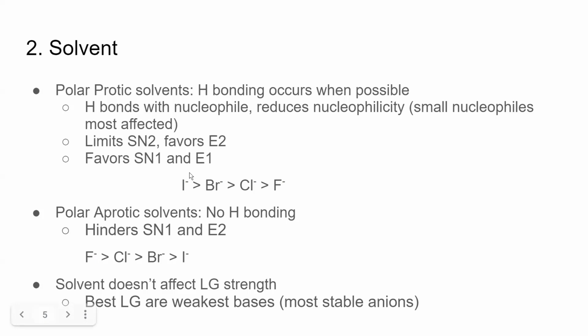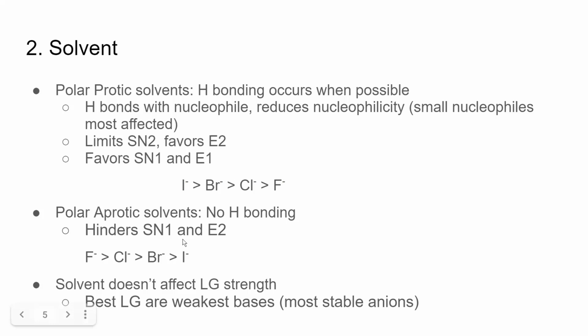I just want to stress that iodine is not suddenly magically a much stronger nucleophile. It's still the same strength as before. It's just that relatively speaking, compared to the others, it's now stronger. And this is why SN2 reactions are limited in polar protic solvents, because all your nucleophiles are going to be much weaker. And if you remember, SN2 requires a very strong nucleophile. And that's why it's going to be hindered in polar protic solvents.